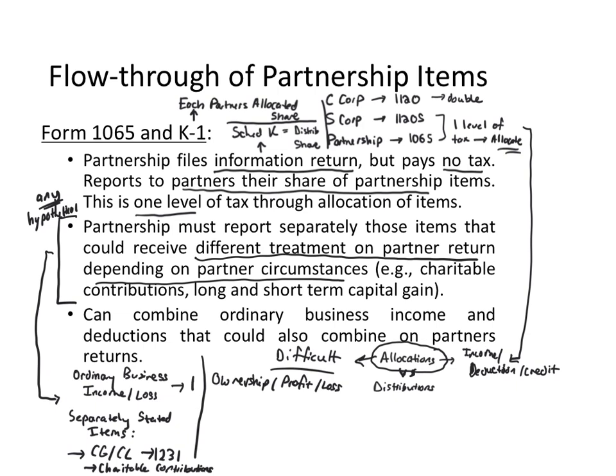Okay, so there's the separately stated items, and there's also the ordinary business income loss item, which we lump together. And the idea there is we combine ordinary business income and loss or deductions because it makes no difference the kind of taxpayer you have. They are just going to be treated as ordinary income, ordinary loss. You can lump it together, and it flows over as line 1 from the K1.